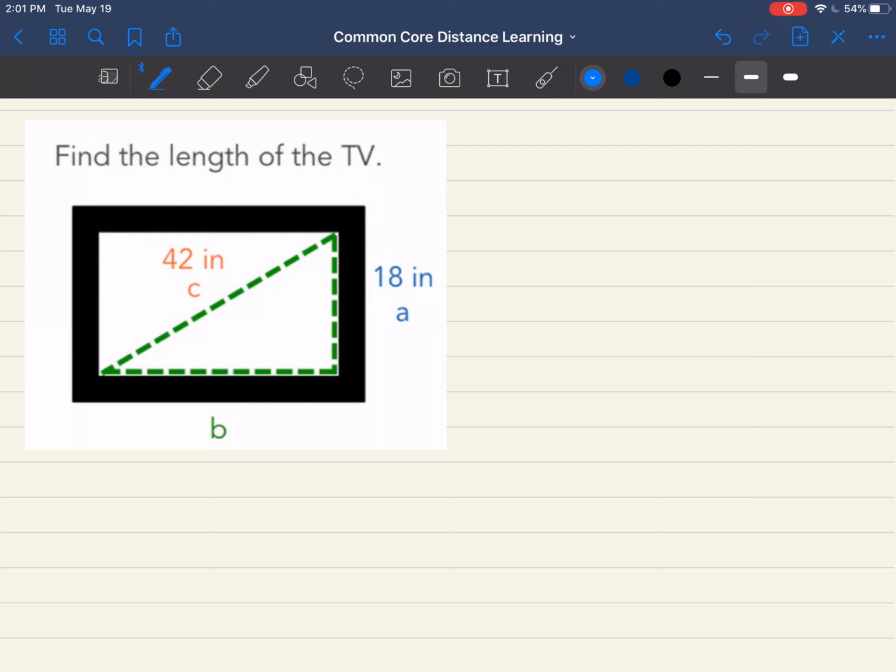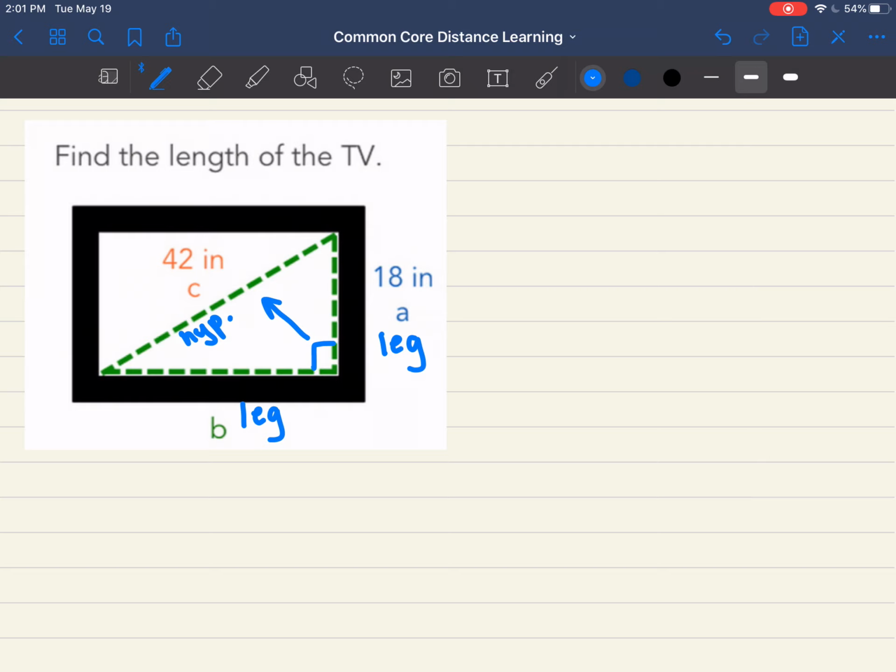I know this because I have a right angle right here, and my hypotenuse is always the opposite side of my right angle. I have a leg right here, B, I don't know the length of, and then I have a leg right here, A, that I do know the length of. So because I'm missing a side in my right triangle, I know that I can use the Pythagorean theorem.